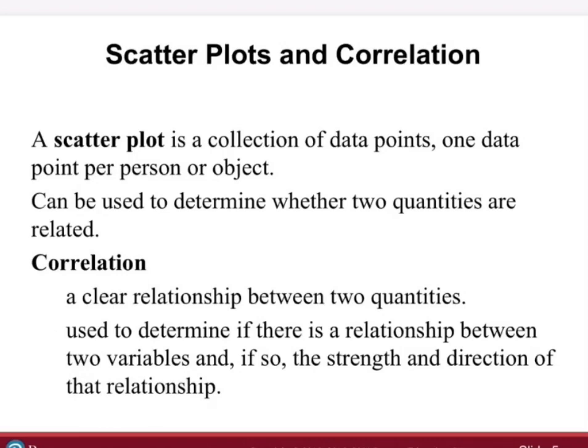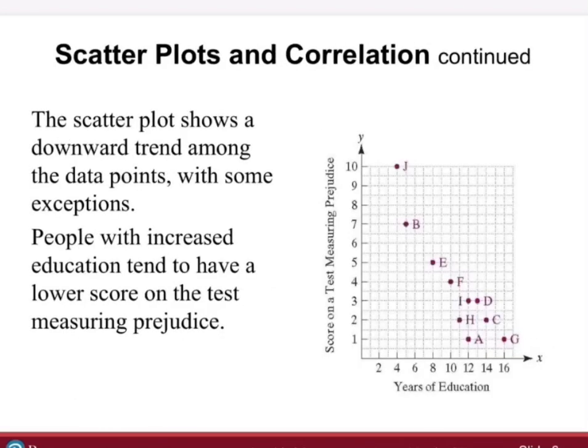of that relationship. The scatter plot shows a downward trend among the data points, with some exceptions. People with increased education tend to have a lower score on the test measuring prejudice. What is this? Years of education and score on the test measuring prejudice. Okay. So they're trying to say there's a correlation between education and prejudice.